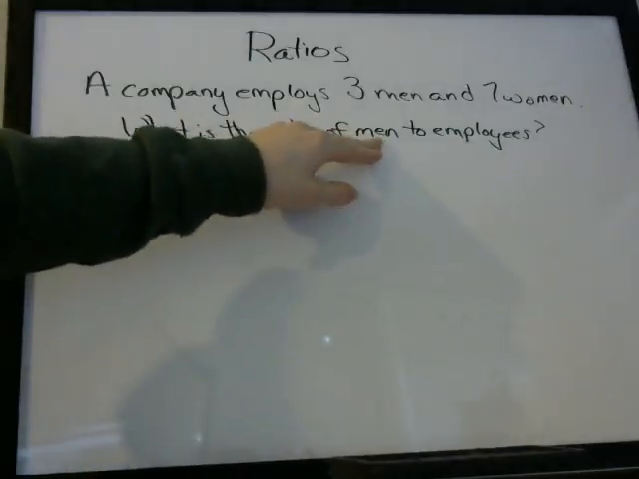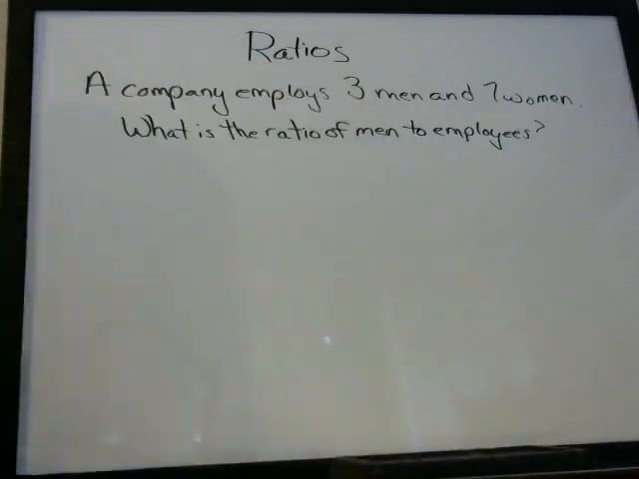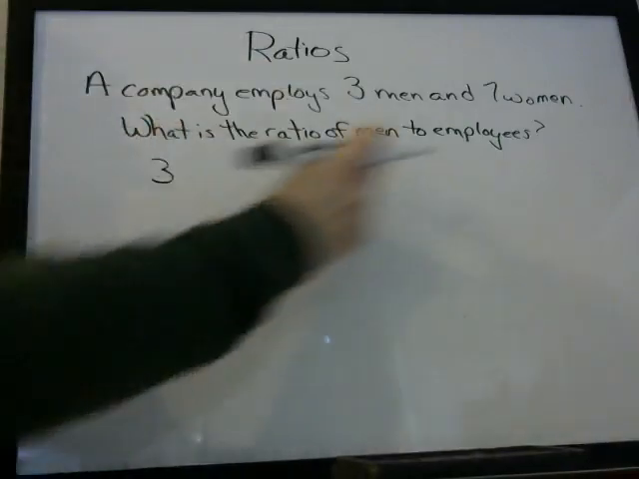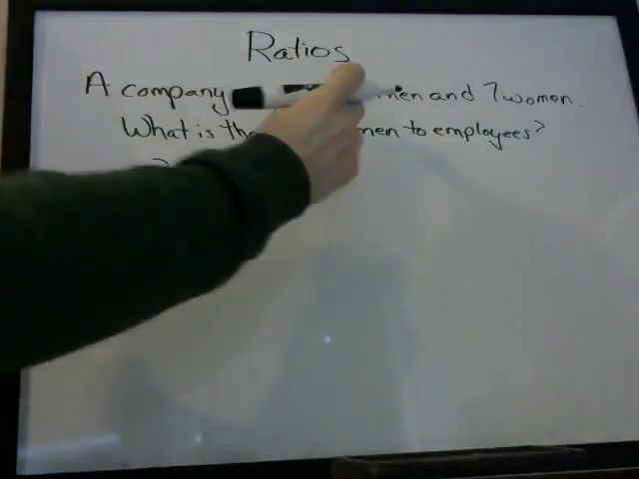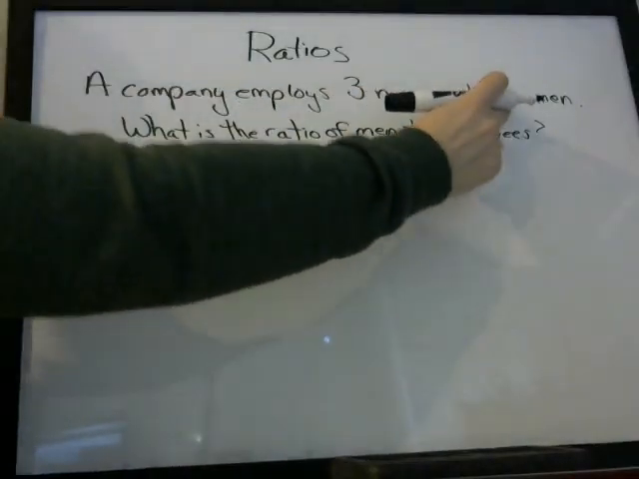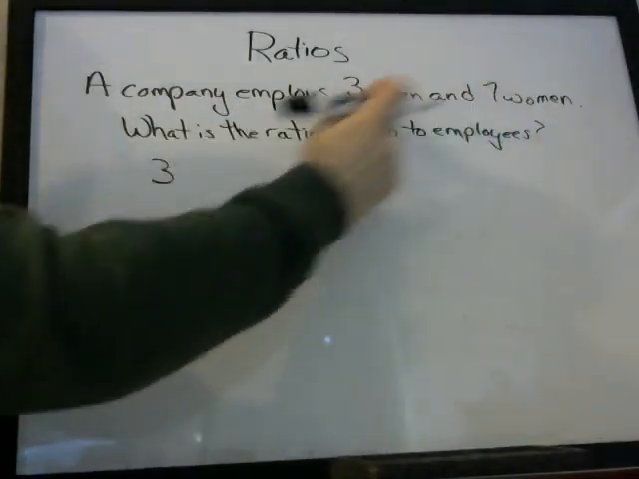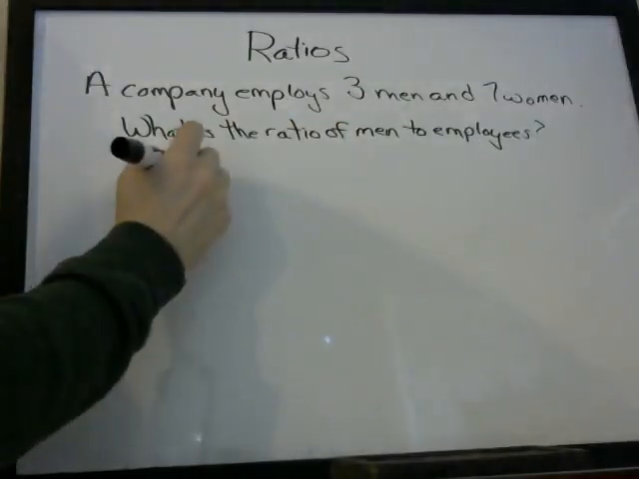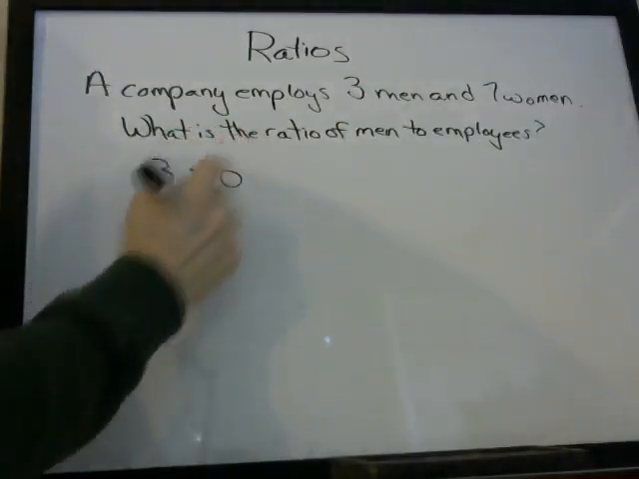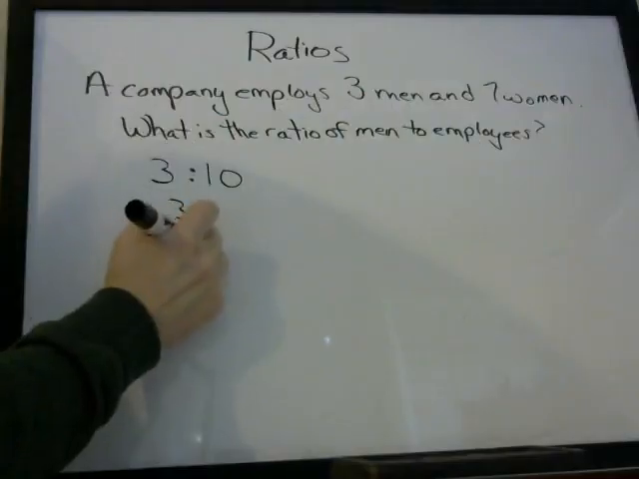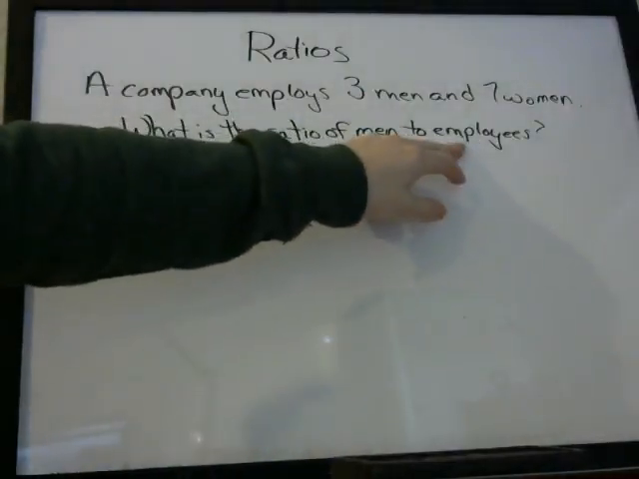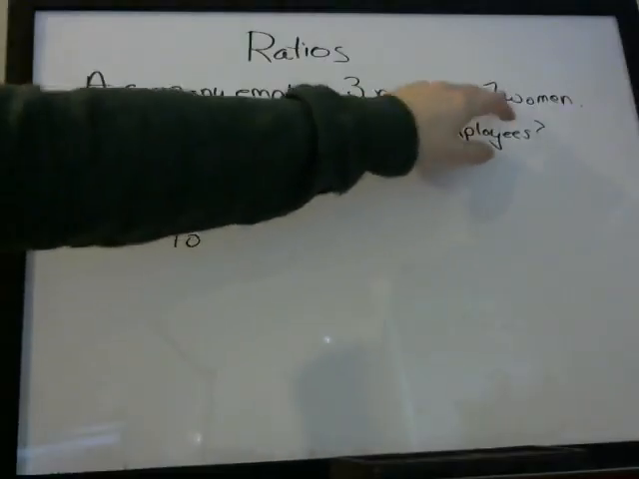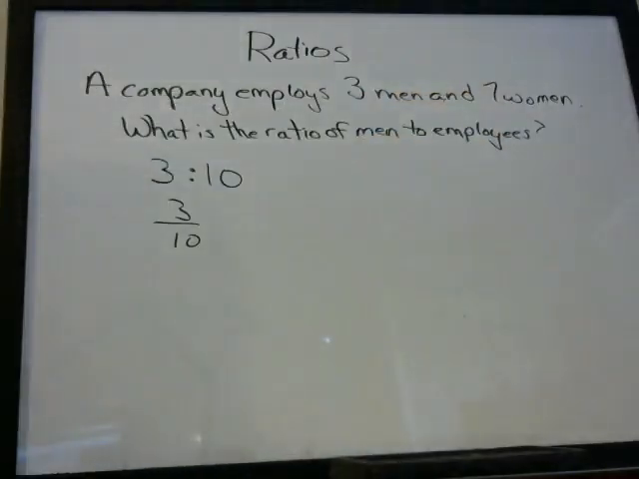So here, the ratio of men, how many men are there? There's 3 men. To employees, how many employees are there? Well, a total of 3 plus 7. So there's 10 total employees. So the ratio is 3 to 10, or 3 over 10. So make sure, here you want the total number of employees, not the number of women. So make sure you read the question.